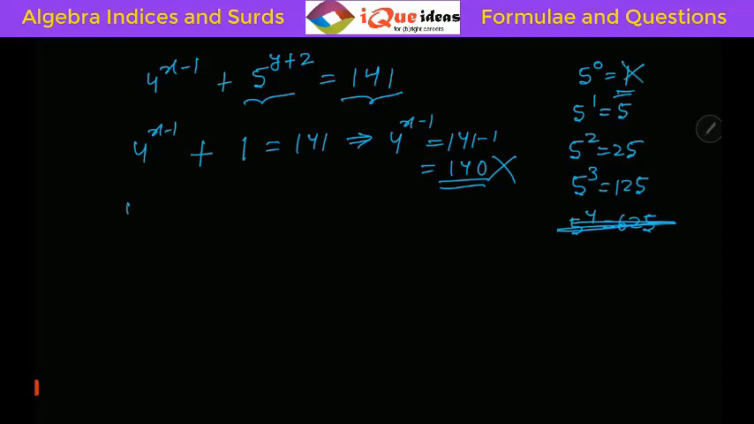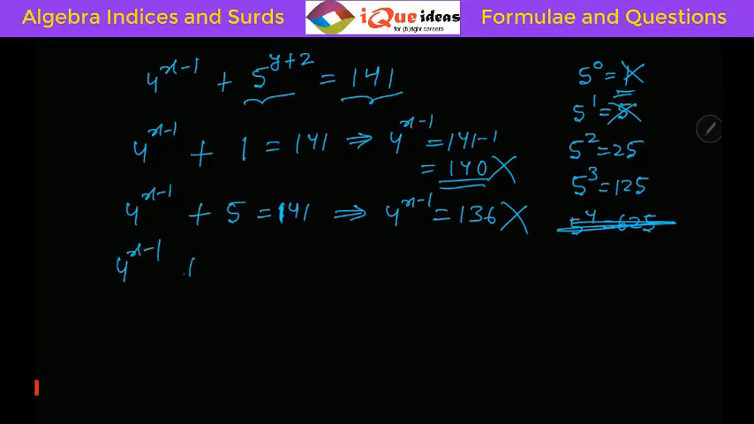Okay. Now let's take the second case. 4 raised to x minus 1 plus 5. If that is 141, then what will happen? From here you can see that 4 raised to x minus 1 is 141 minus 5, that is 136. Even 136 is also not a power of 4. So this 5 is also not correct. Now let's take the next one, 4 raised to x minus 1 plus 25 equal to 141. We get 4 raised to x minus 1 is equal to 141 minus 25, that is 116. Now 116 is not a power of 4, so this is also wrong. So 25 is also wrong.